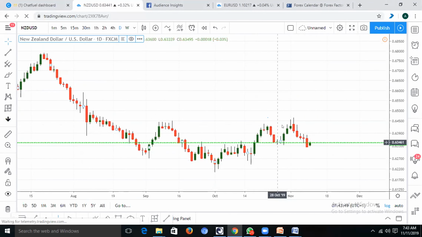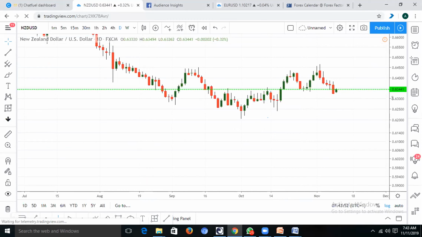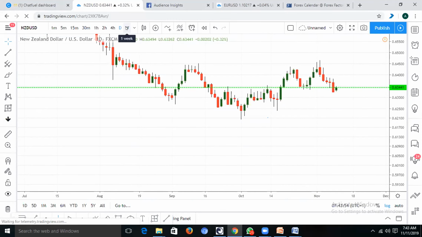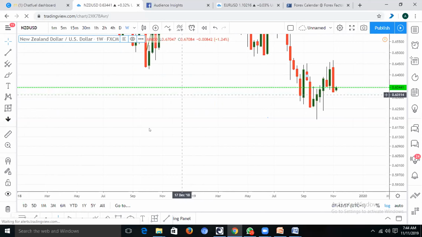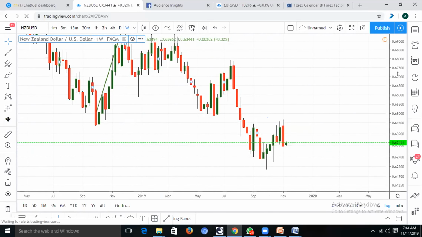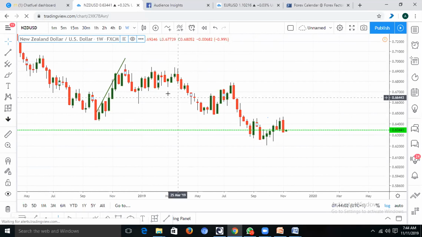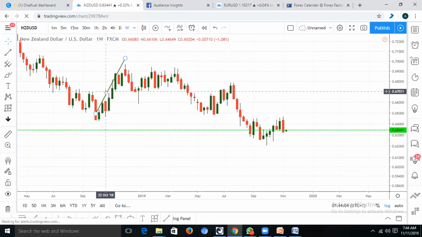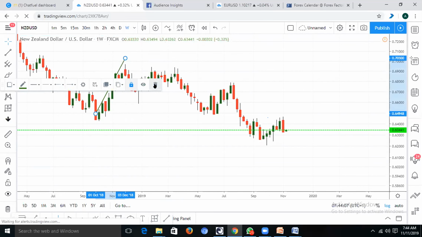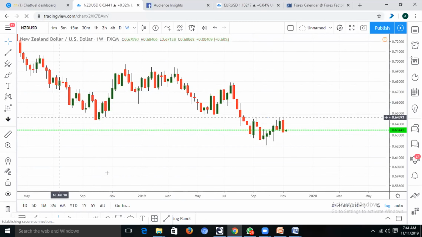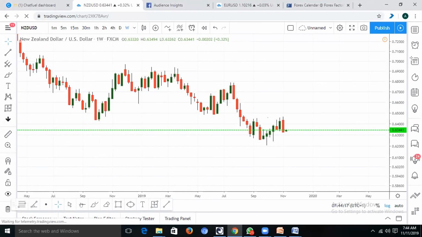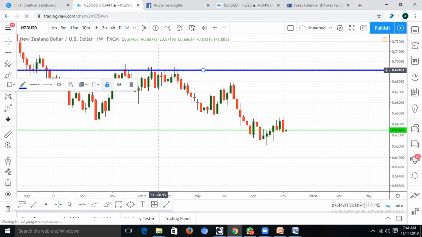Now this is NZD USD. If you want to know the direction of this market, put it on maybe 1 week. This 1 week will tell you where the market is actually going. Once you put it on 1 week, you check the turning point. You just come here, click your horizontal line. See, that place seems to be a turning point.